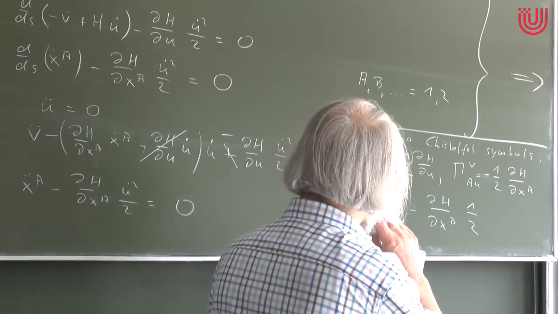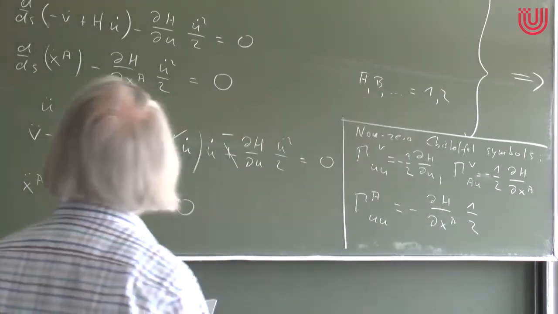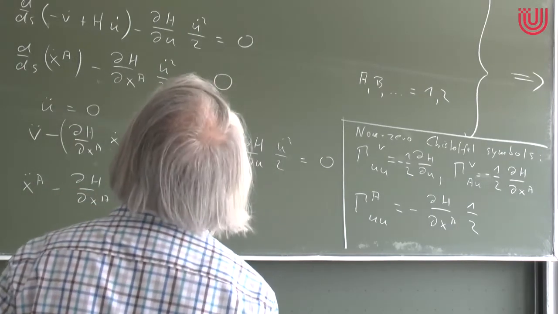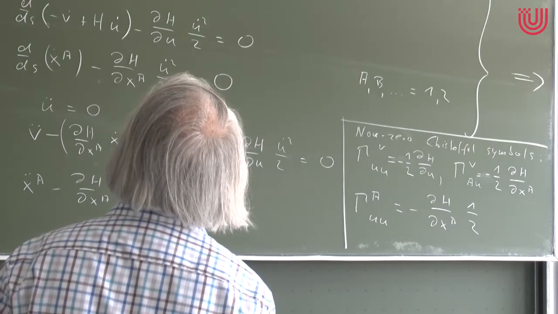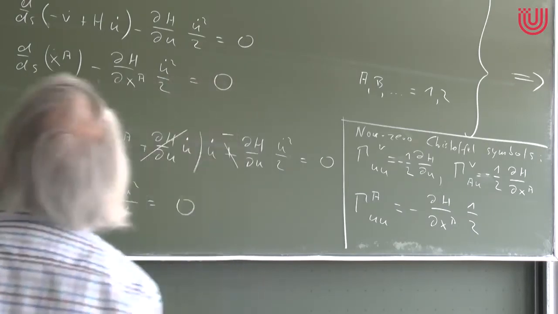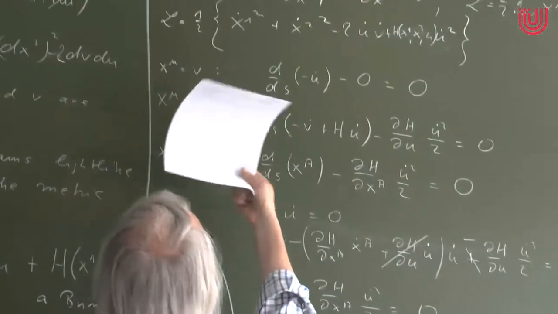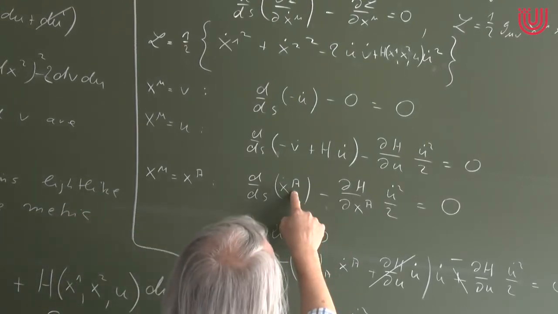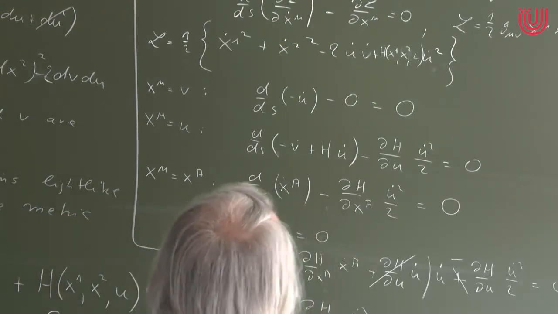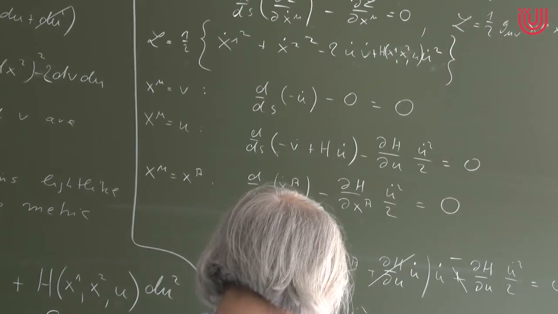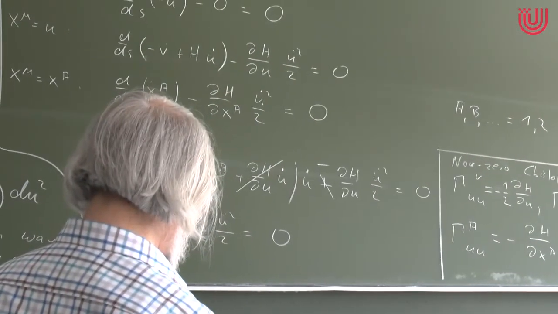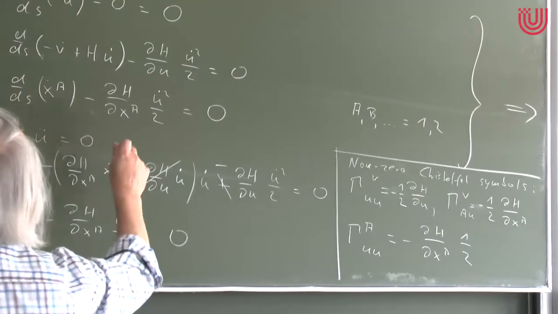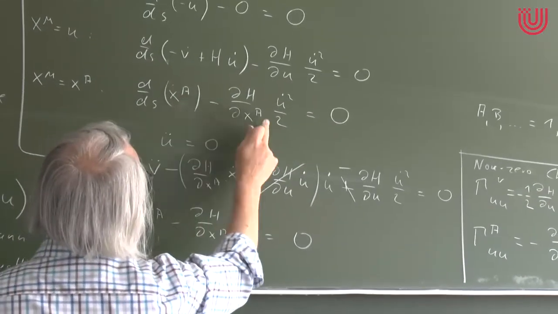Wait a minute, what about the indices? Ah, okay, here I have to be careful. I should have been careful here already. dH, dXA, yes. Well, if I just calculate this in the way I get it, then I get what I've written here. But wait a minute, this is upstairs, this is downstairs, this is correct. Let me see, dH by dxA. No, this is down index, of course. The index is up here and it is down here.